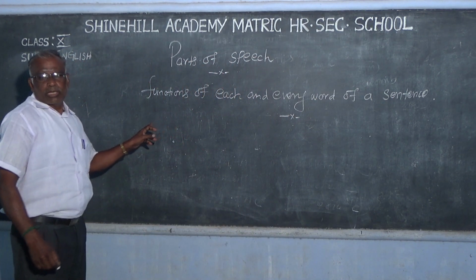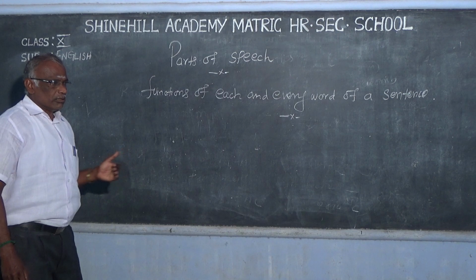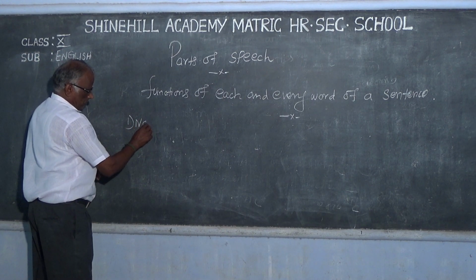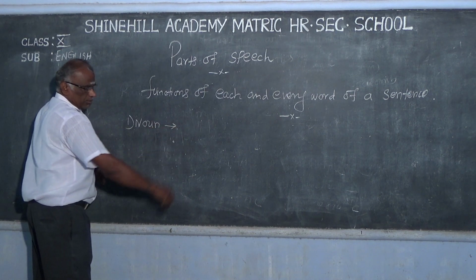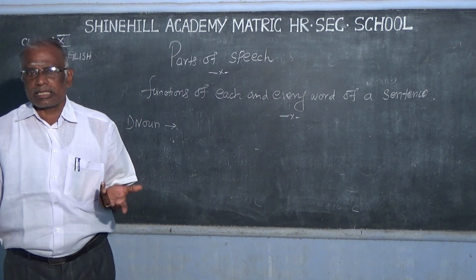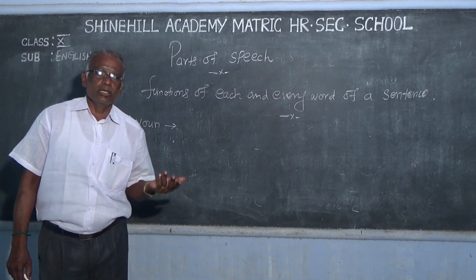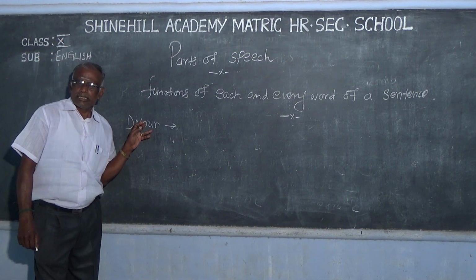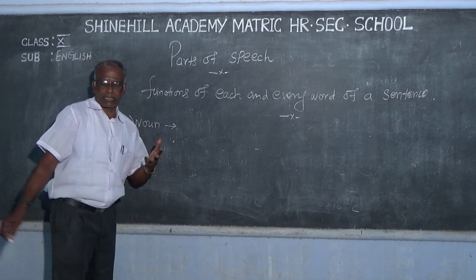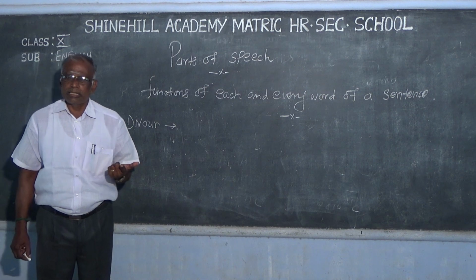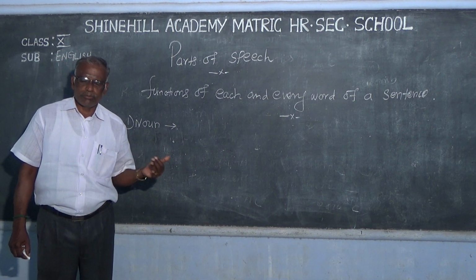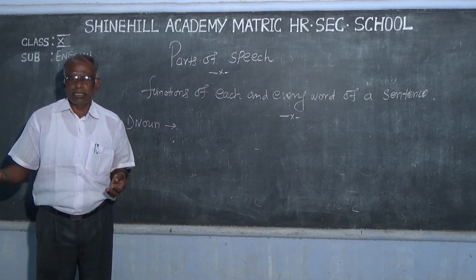So now we are going to see the number of parts of speech. The first one is noun. What's noun? As we all know well, because already we have seen it in the 9th standard itself. So what does noun mean? It's a name of a person. Noun is the name of a person or a thing or a place or an animal or a bird, like this.